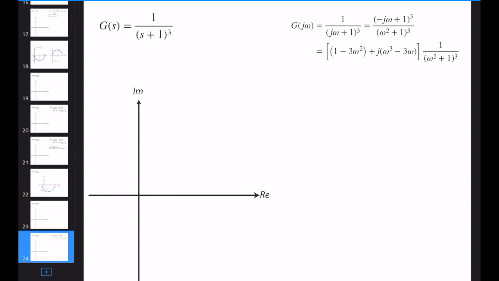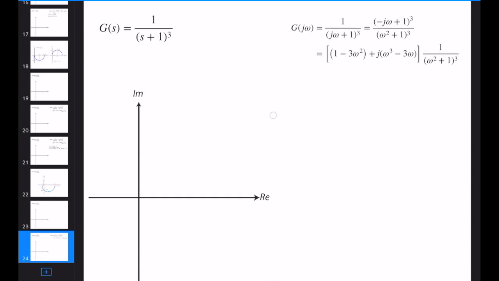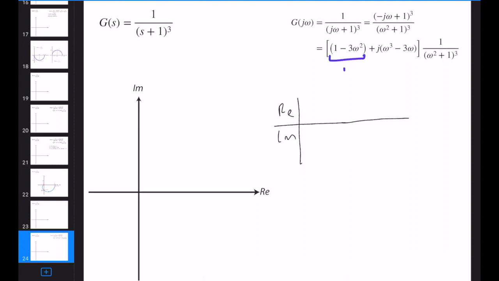Now, as I told you before, the important thing is to understand the crossing of the real and imaginary axes. So we start with, let's say, this is real, this is imaginary. When omega is equal to 0, this is the real part, and this is the imaginary part. This is the starting point, and of course we will go to infinity.